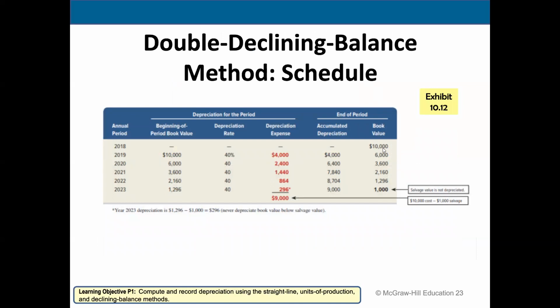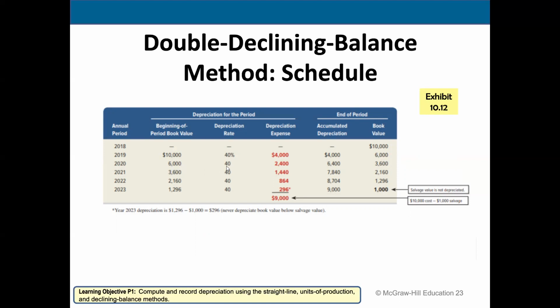So here's our schedule. You can see in the first year we had $10,000. And so in 2019, our beginning of period book value was 10,000 times our depreciation rate of 40%. That gives us a depreciation expense of 4,000. Our accumulated depreciation, which was 0 the year before because it was a new asset, is now 4,000. So now our book value is our cost minus our accumulated depreciation, or $6,000. That 6,000 ending value for 2019 will carry forward to be the beginning value for 2020.